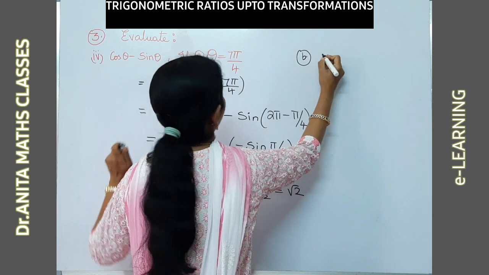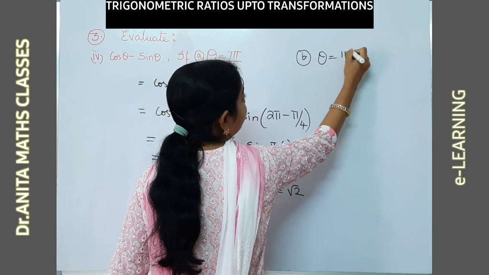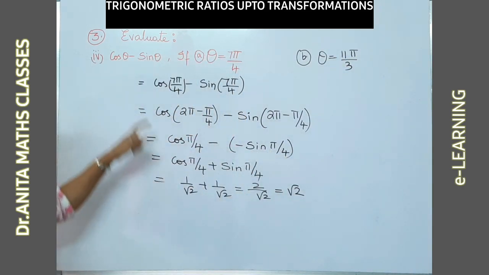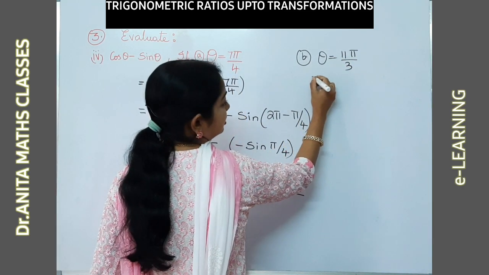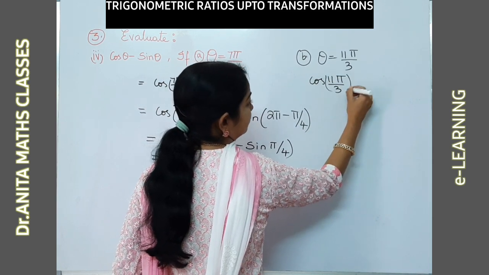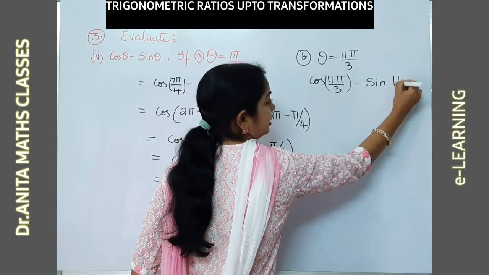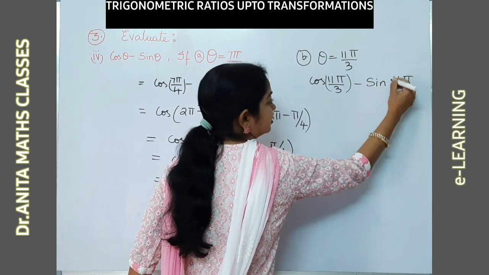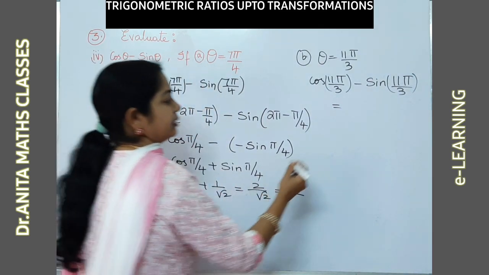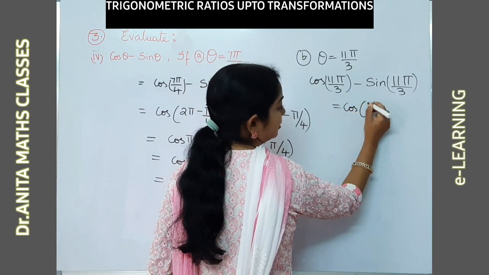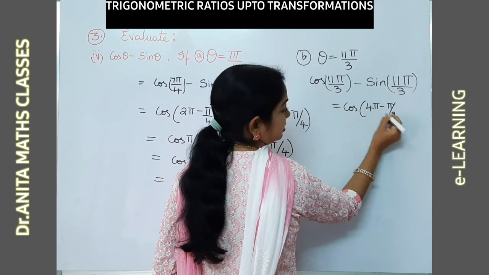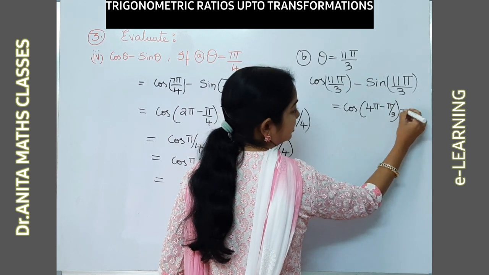In the same fourth part, theta is equal to 11 pi by 3. If theta is equal to 11 pi by 3, we have to find cos function and sine function. Let's find. So cos 11 pi by 3 here minus sine 11 pi by 3. So let me write this as 11 pi here, we can write it as cos 4 pi minus pi by 3. Okay, this comes to 12 pi minus pi. So I can write it like this.